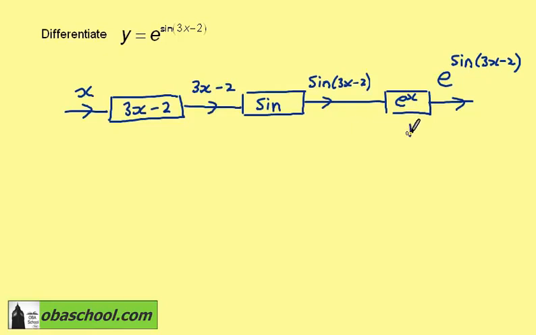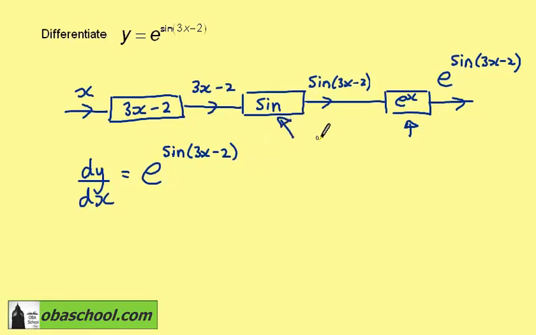So we can recognize here that this is the third function, the outside function, so we'll deal with that first. We know that differentiating e to the x gives us e to the x, and therefore e to the sine 3x minus 2, the outside function, gives us e to the sine 3x minus 2. We need to multiply by the differential of the inside function, which is the sine 3x minus 2.